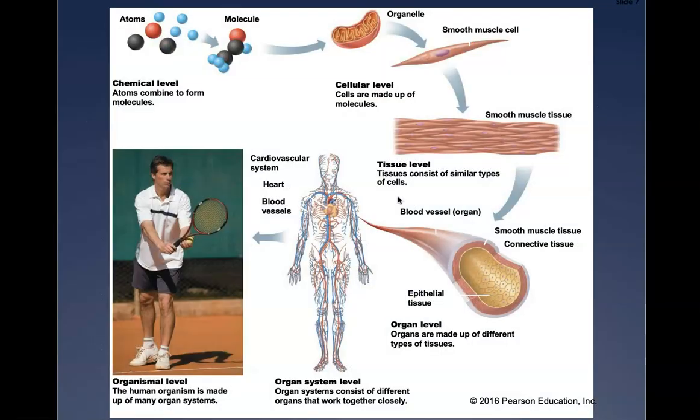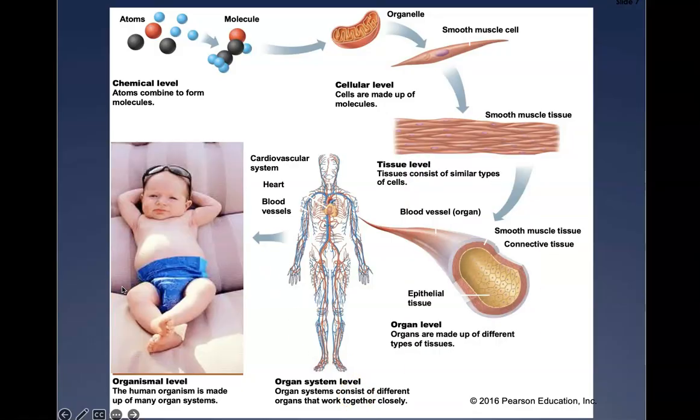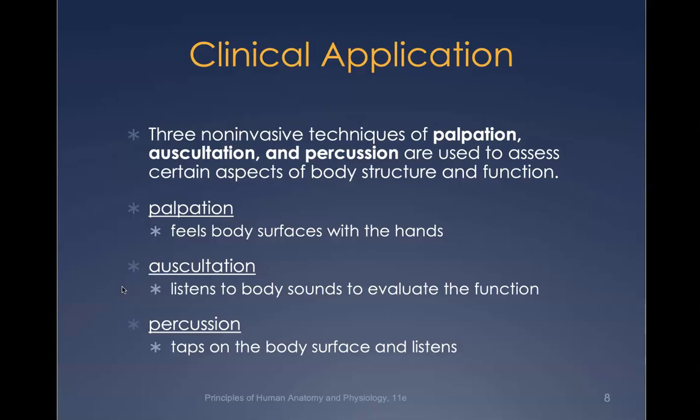And so here's my lovely chart for this. Atoms make up molecules. We put the molecules together to make up organelles, organelles to make up a cell, and then tissue. And then the tissues together make up organs. Organs together make up organ systems. And then eventually the organismal level. I just thought that baby was cuter, so I stuck that in there for you.